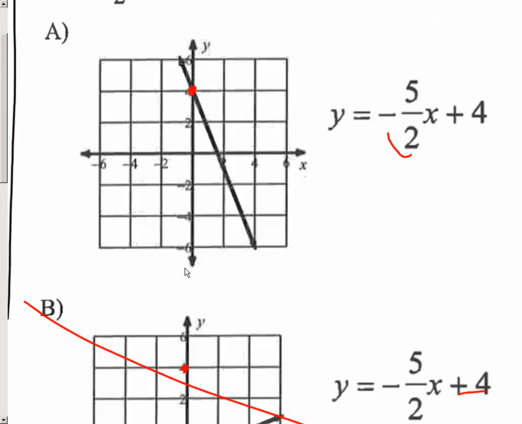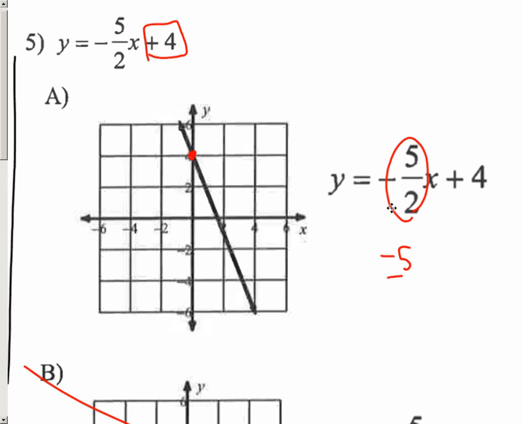But let's take a look at the slope for the equation, negative 5 over 2, so we would go down 5 and to the right 2. So down 5, 1, 2, 3, 4, 5, and then over to the 2, 1, 2. So A is the correct answer.